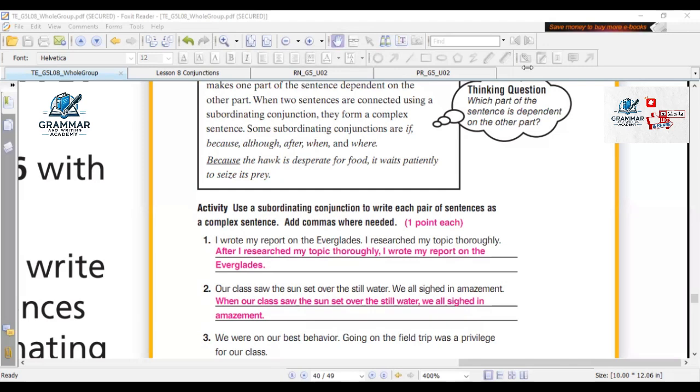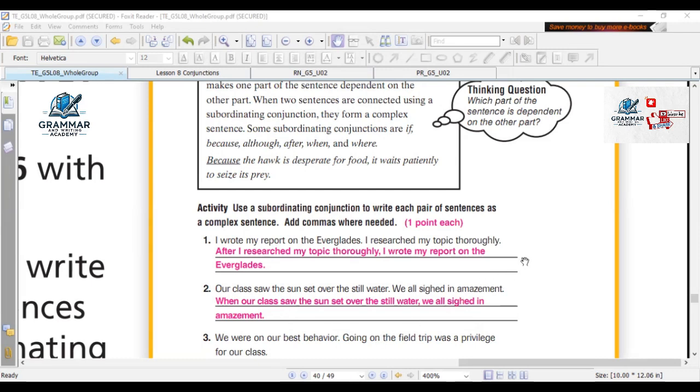When, our. Pay attention that our up here is written in a capital letter. Down here it has to be a small letter, right? When our class saw the sunset over the still water, comma, don't forget the comma, because the conjunction comes at the beginning. Then after the comma, we write the second sentence with a small letter at the beginning: we all sighed in amazement. When is a subordinating conjunction, and in this way we have a complex sentence.